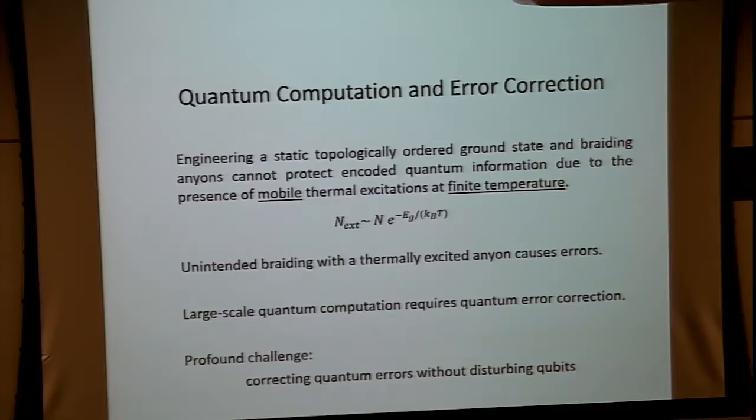No, this is a gap system. We're talking about a gap system. Topological order states have an energy gap, so this E_g is an energy gap. In a band insulator, for example, the particle excitations also have this statistics. It's just a Boltzmann distribution. But it's the same.